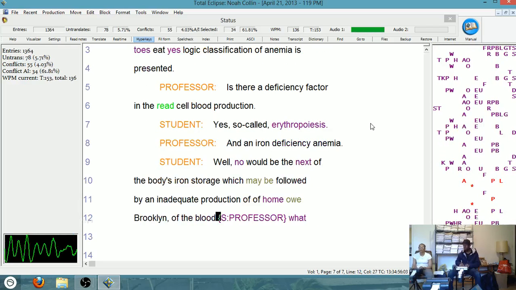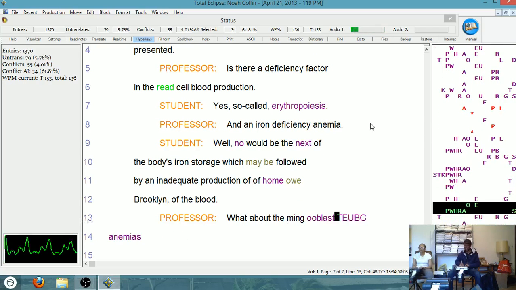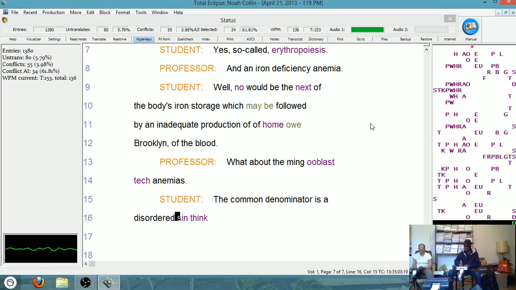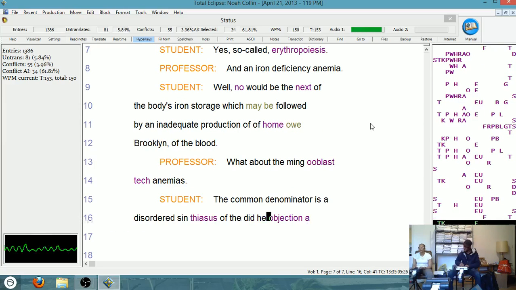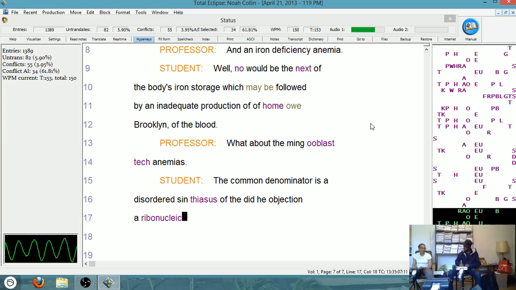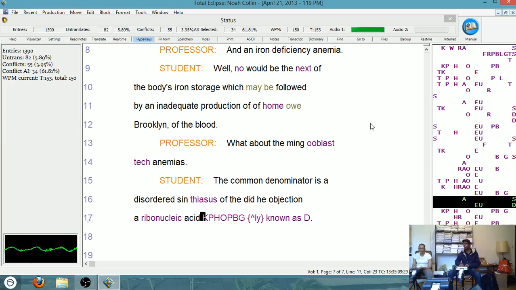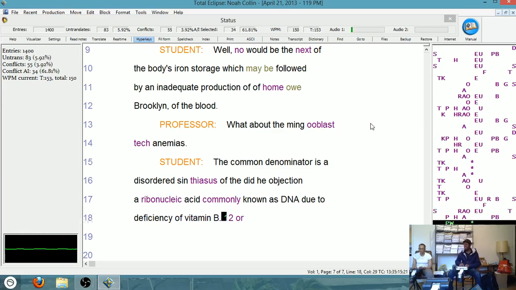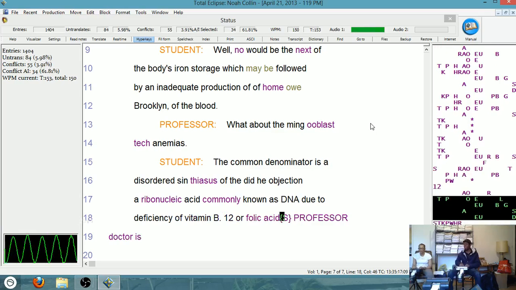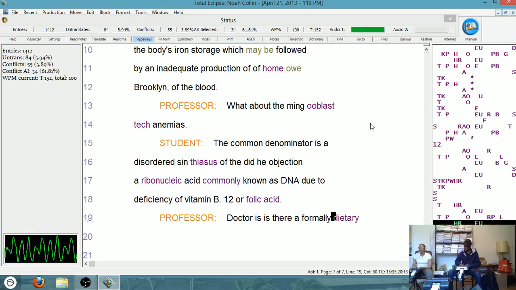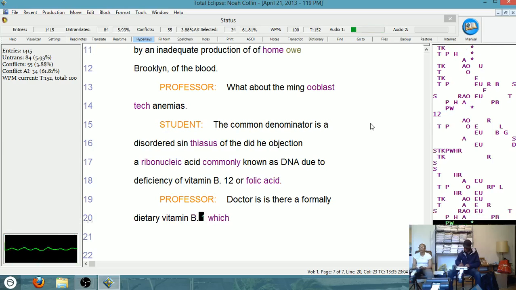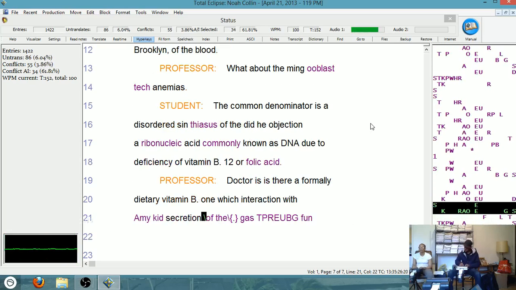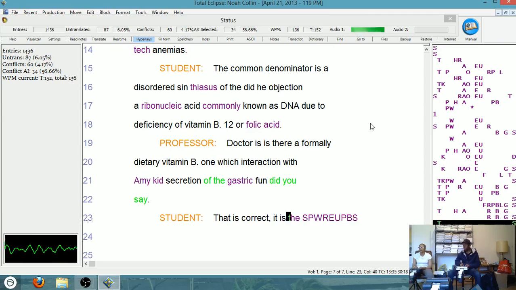What about the megaloblastic anemias? The common denominator is a disordered synthesis of the deoxyribonucleic acid, commonly known as DNA, due to deficiency of vitamin B12 or folic acid. Doctor, is there a normally dietary vitamin B12 which interacts with a mucoid secretion of the gastric fundus? That is correct. It is the intrinsic factor of Castle.